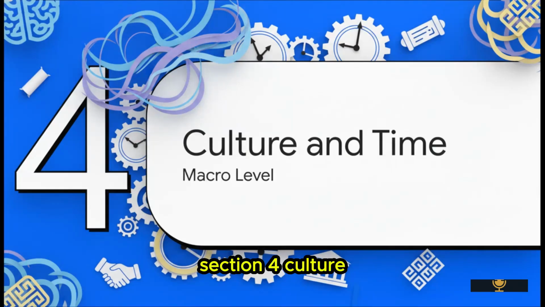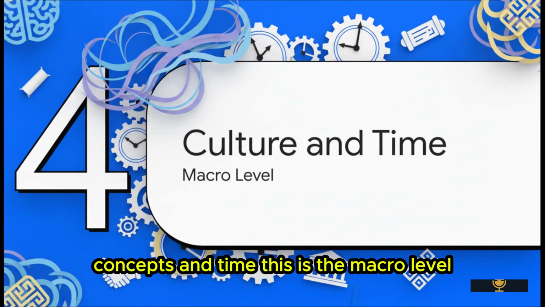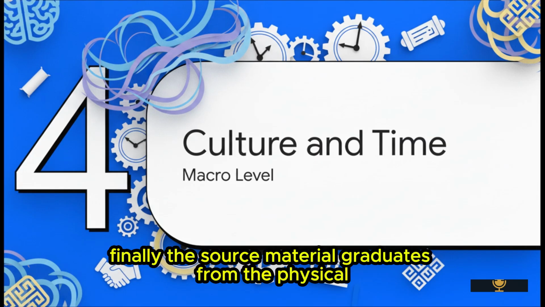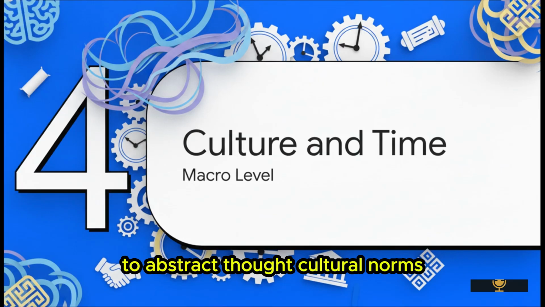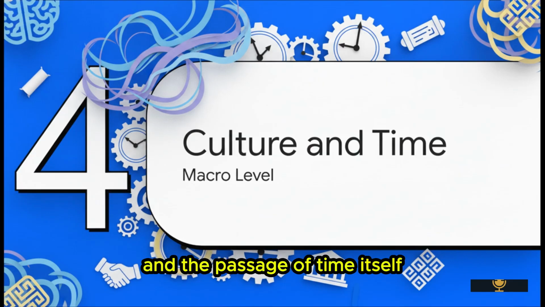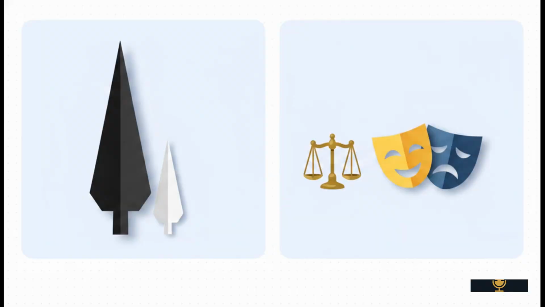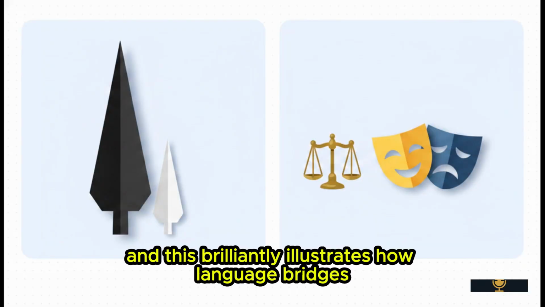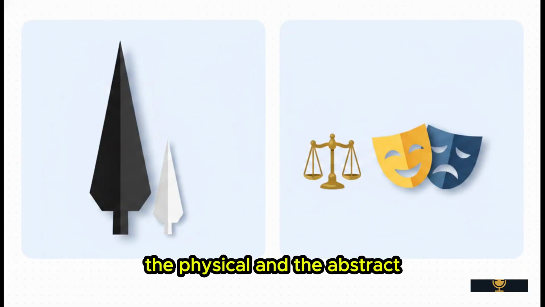Section 4, Culture, Concepts, and Time. This is the macro level. Finally, the source material graduates from the physical things you can actually touch to abstract thought, cultural norms, and the passage of time itself. And this brilliantly illustrates how language bridges the physical and the abstract.